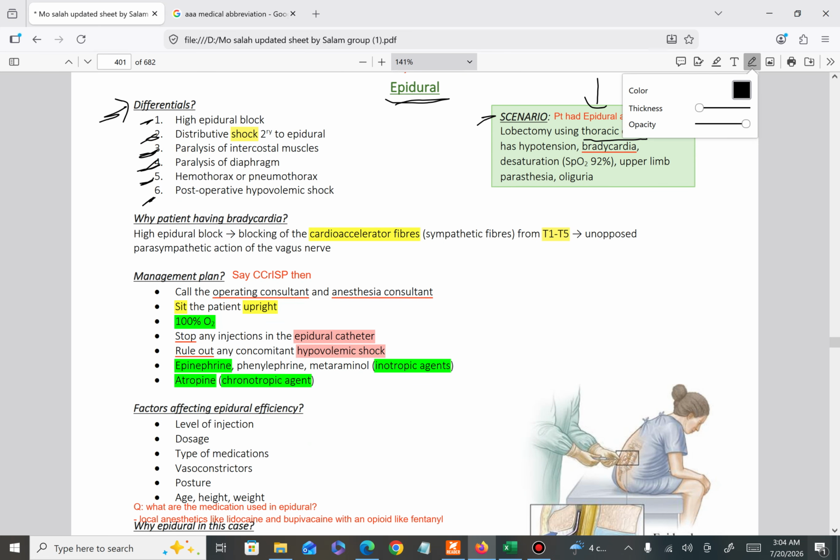Then why does the patient have bradycardia? So high epidural block leads to blocking of the cardio accelerator fibers, sympathetic fibers from T1 through T5, which leads to unopposed parasympathetic action of the vagus nerve. Okay, so that's why the patient has bradycardia from the unopposed action of the vagus nerve.